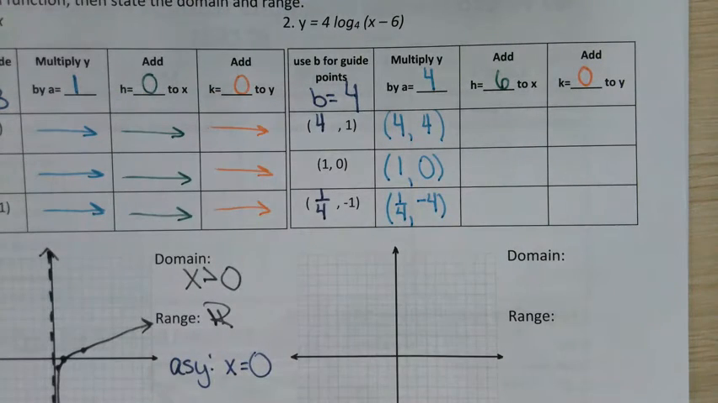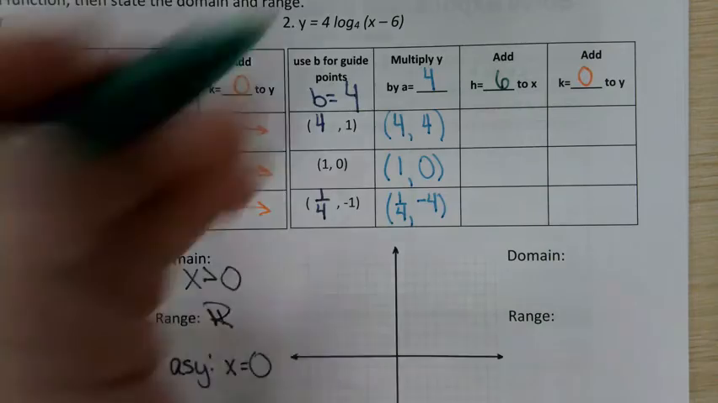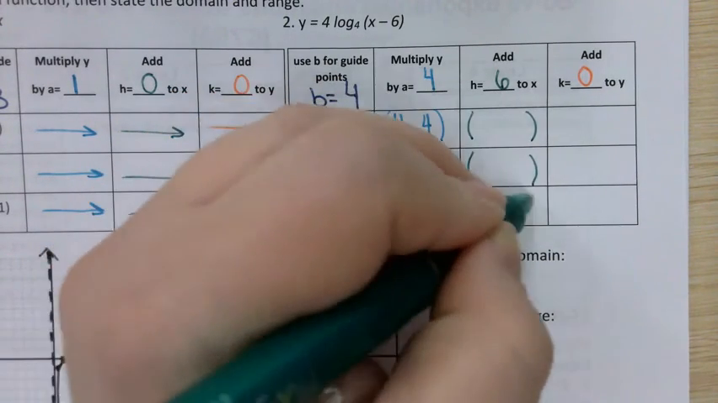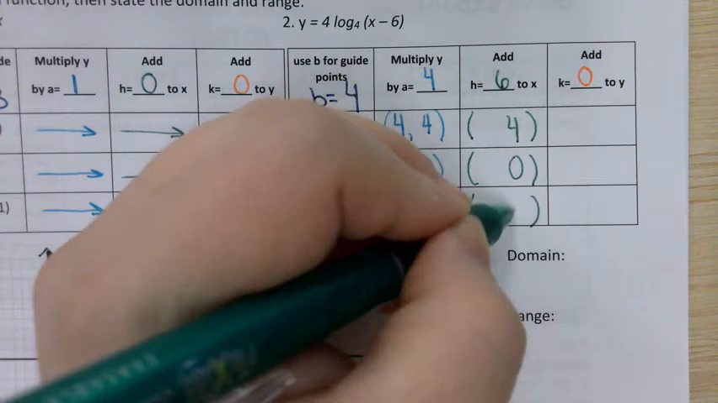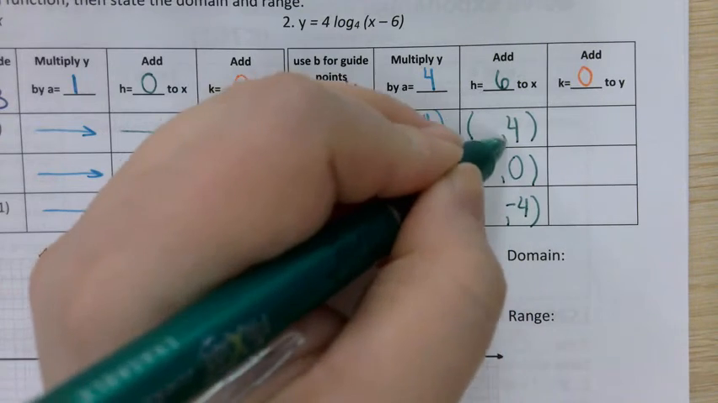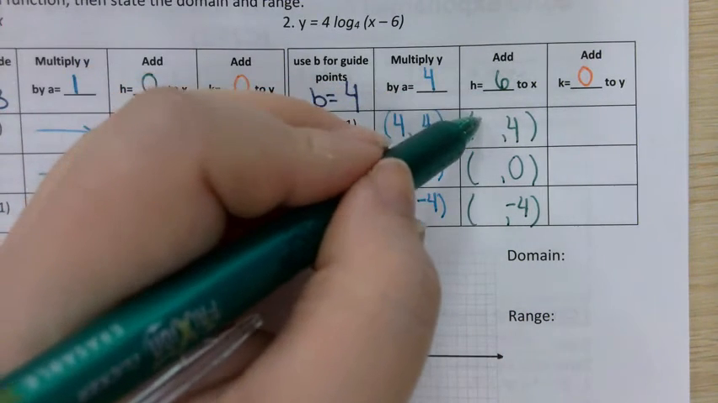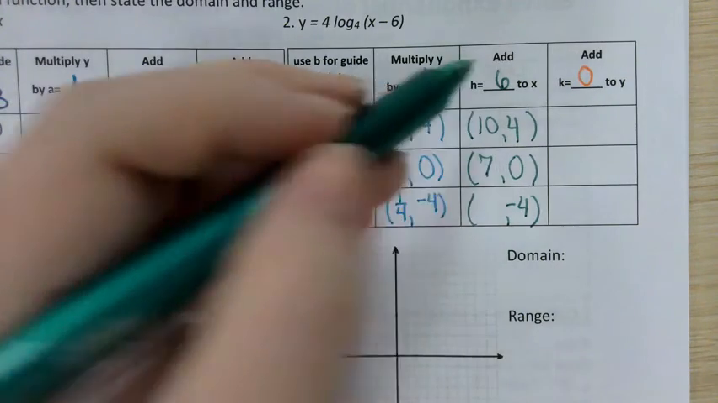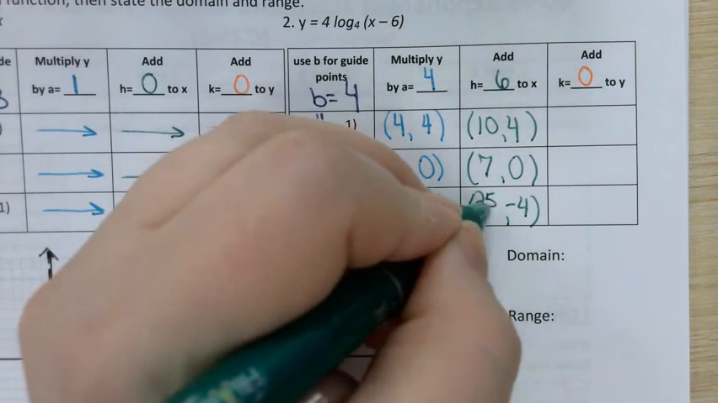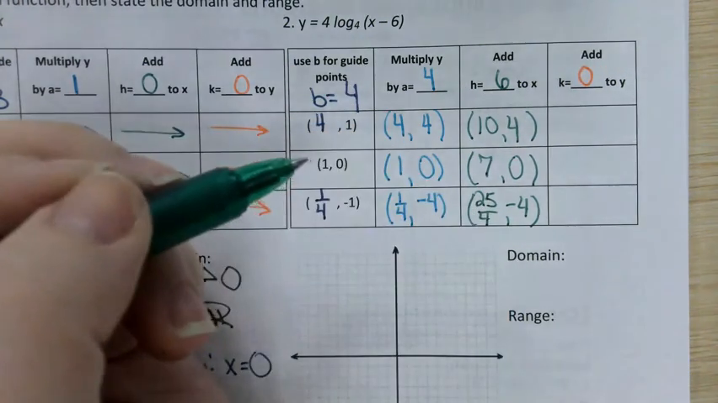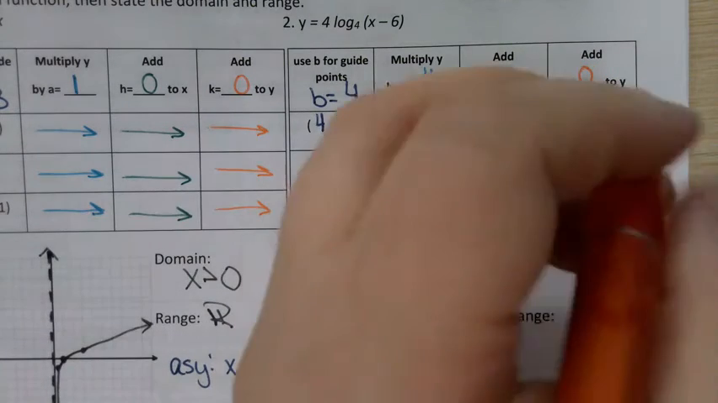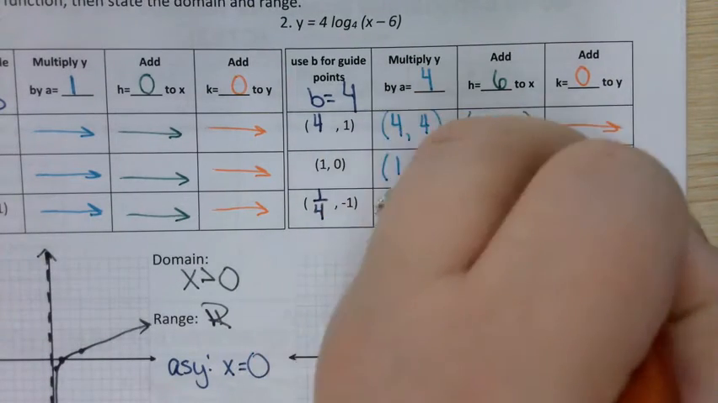All of my x values will have h added to them, so all of my y values will remain the same, 4, 0, and -4. 4 plus 6, 1 plus 6, and 1/4 plus 6 gives me 25/4. Finally, when I go to add my k, it's 0, so no translation is happening.